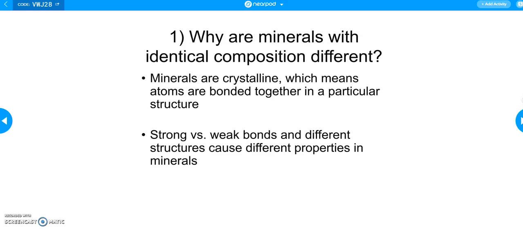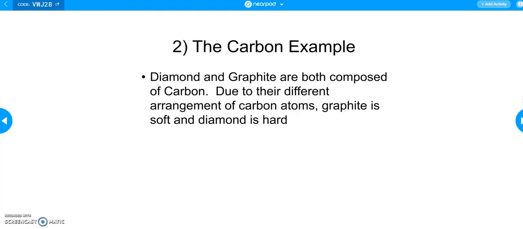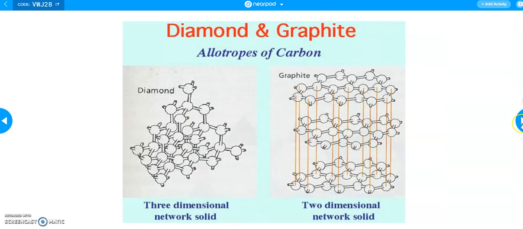So, minerals are crystalline, which means their atoms are bonded together in a particular structure. You have strong bonds and you have weak bonds based on how they're put together. Diamond and graphite are both composed of carbon. Due to the different arrangement of atoms, graphite is soft, diamond is hard. And here's just another way to take a look at it. You can see how the diamonds are bonded in this three-dimensional network, whereas for graphite, it's more of a two-dimensional network.